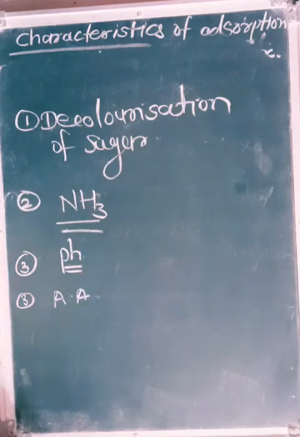by using activated charcoal. Freshly precipitated silver chloride tends to adsorb either silver or chloride, depending on which one of them is in excess. And there are a number of examples of adsorption, and you should remember these.